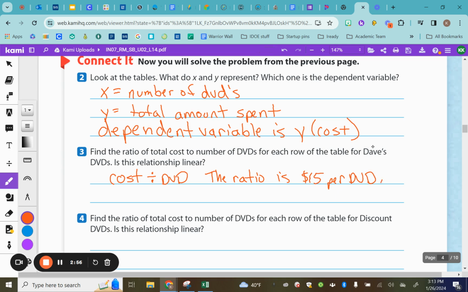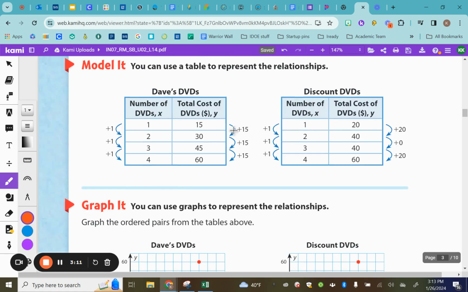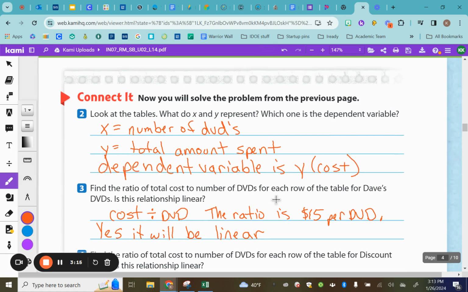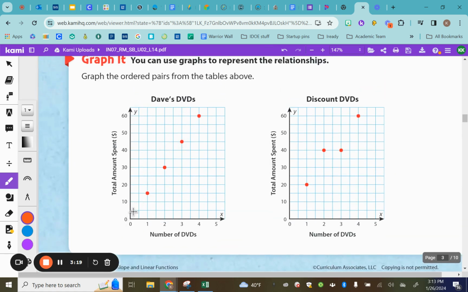And then they ask, is it linear? Yes, it will be linear, because it had the same change every time. Every time it went up by 15. So yes, it is linear. An easier way to see that it's linear is if you look at the graph. Notice this is Dave's DVDs, and it is a straight line. Remember, a linear relationship is a straight line.